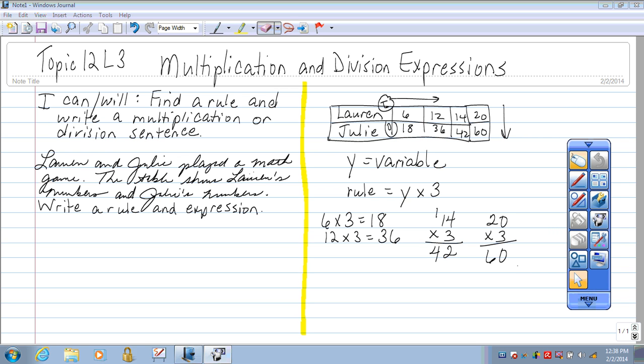Topic 12, lesson 13, is about multiplication and division of expressions with algebraic expressions. Our I can statement is: I can and will find a rule and write a multiplication or division sentence. If I look at this table where Lauren and Julie have acquired some numbers, my word problem example would be: Lauren and Julie played a math game. The table shows Lauren's numbers and Julie's numbers. Write a rule and expression.